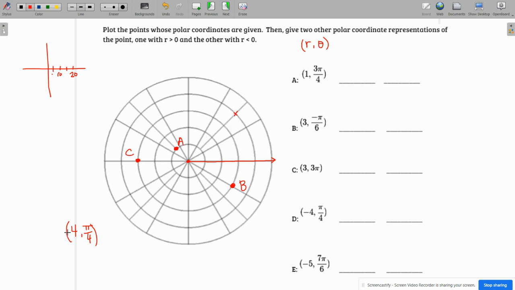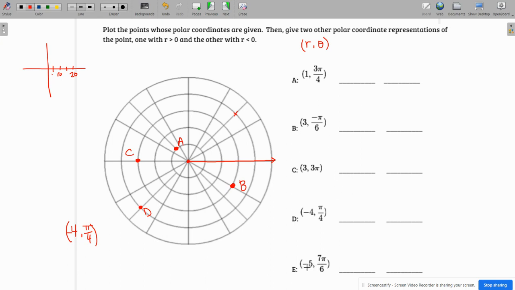However, when it's a -4, what this means is you find your angle at pi over 4, and what you're going to actually do is cross over the pole directly in the opposite direction, the same number of units. So instead of 4 units out this way, you're going to cross over the pole to the opposite direction, and your point is actually going to be right there.